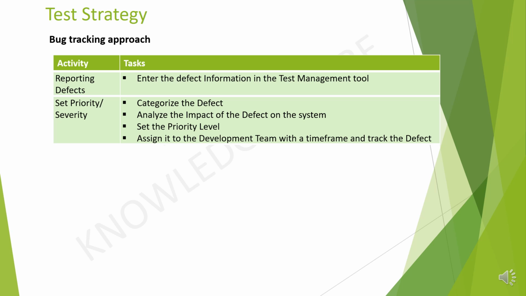Testing team need to categorize the defect and analyze the impact of the defect on the system. Then set the priority level. Then assign it to the development team with a time frame and track the defect.